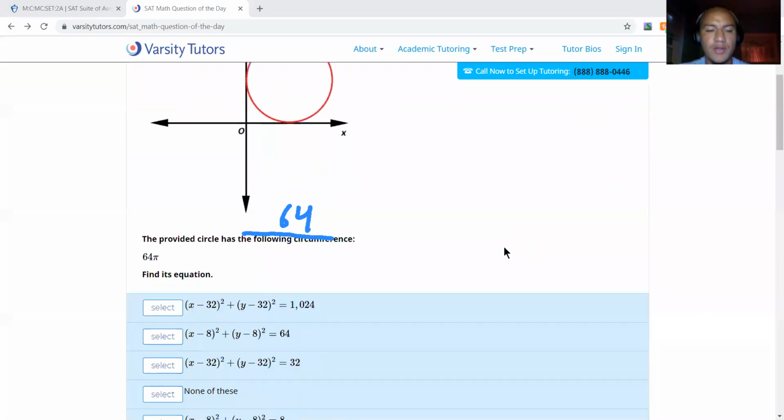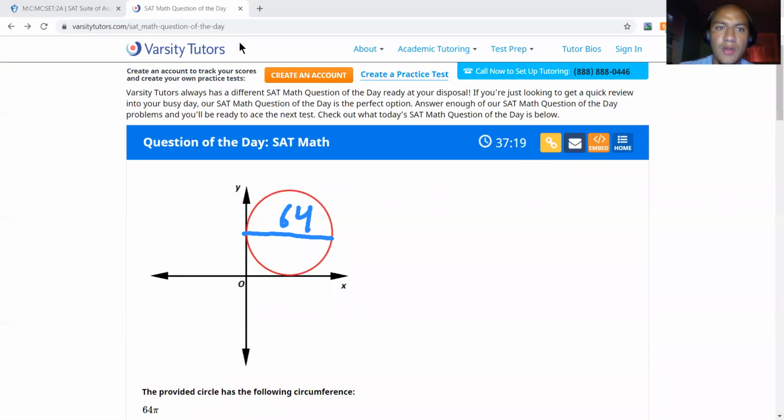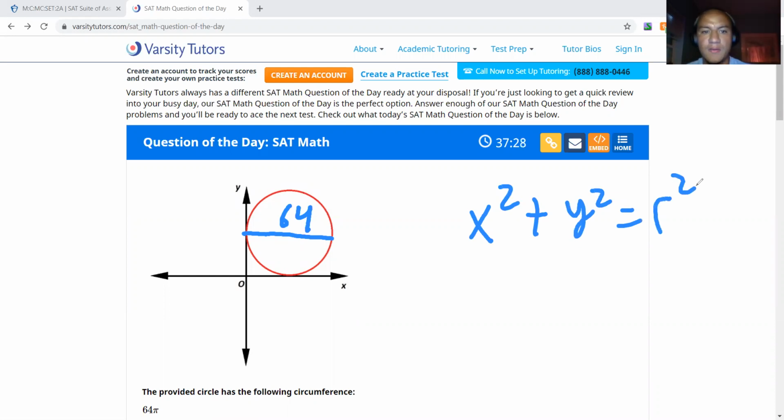Find its equation. Oh, okay, so I instantly remember the formula of a circle is, and let me clear this up, let me actually scroll up. So there we go. The formula of a circle is x squared plus y squared equals r squared. Now here's the thing. When you shift it away from the origin, which is over here, the formula no longer becomes this, but it becomes something else, which I'll go over in a moment.